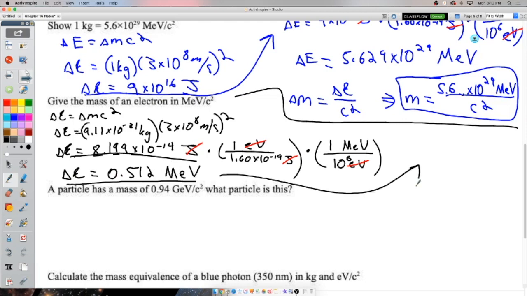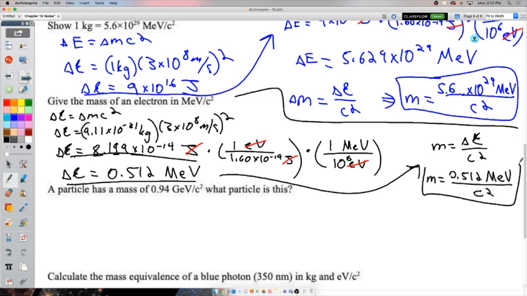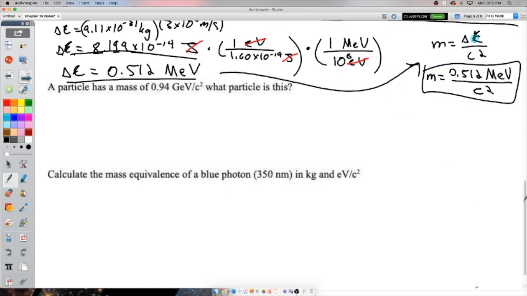And so we just put it back into this, except we don't actually divide by c squared. And like I said, if you ask a nuclear physicist for the mass of an electron, they will not say 9.11 times 10 to the negative 31 kilograms. They will say 0.512 mega electron volts per c squared. Because so often what's really important is the energy equivalence of a given mass, not the mass in kilograms.